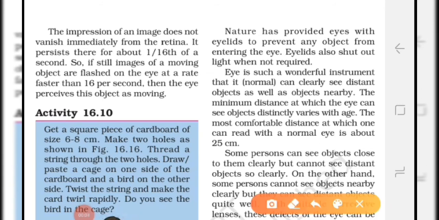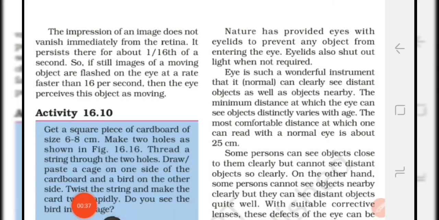The impression of an image does not vanish immediately from the retina. It persists there for about 1/16th of a second. So if still images of a moving object are flashed on the eye at a rate faster than 16 per second, then the eye perceives the object as moving. Even after the object is removed from in front of the eye, its image is retained on the retina for about 1/16th of a second, and this is called persistence of vision. So persistence of vision is the ability of the eye to continue to see an object for a very short period of time, even after the object is removed.